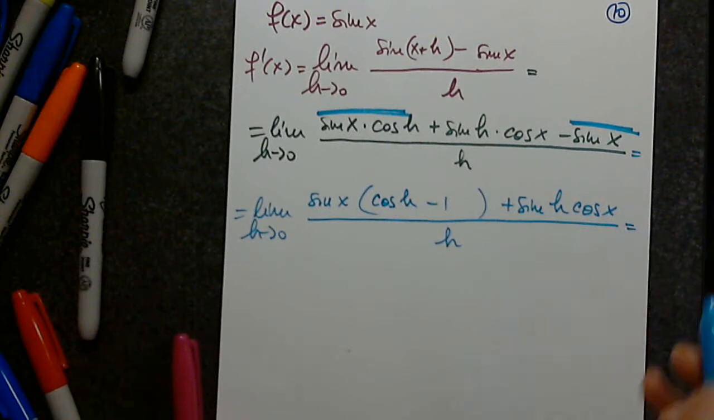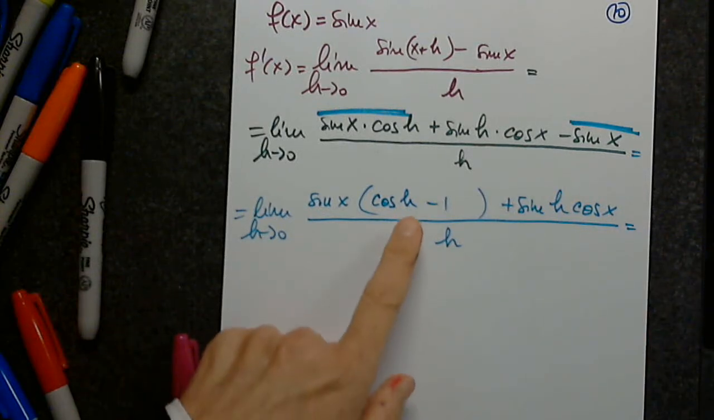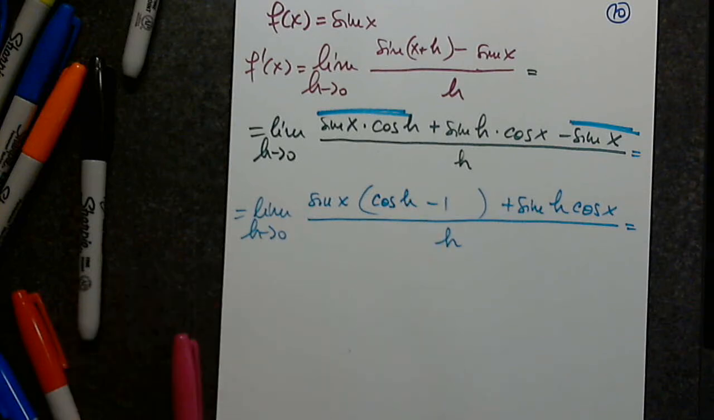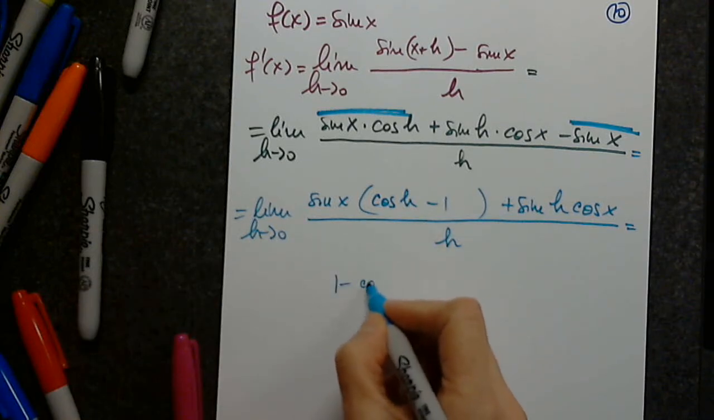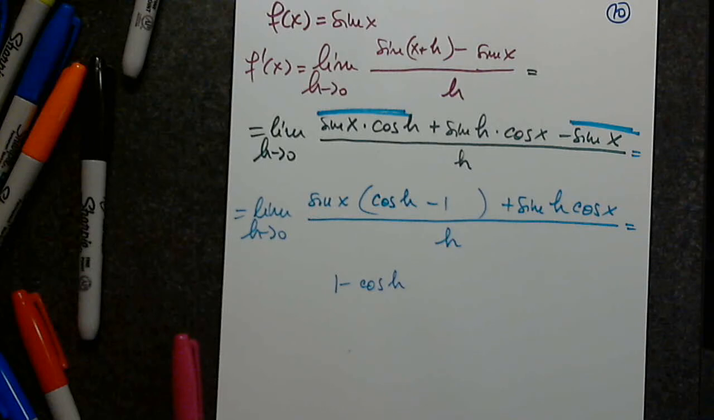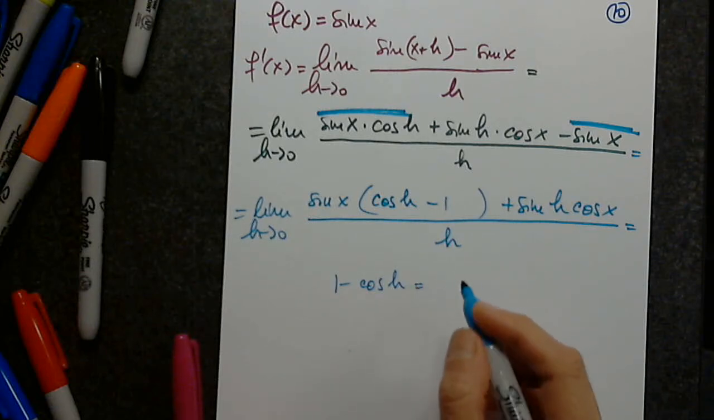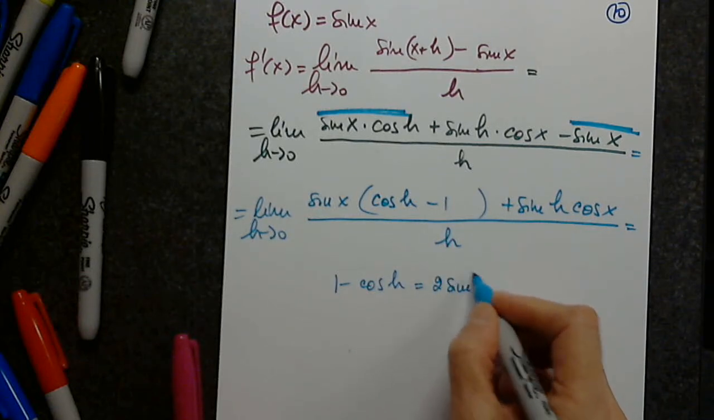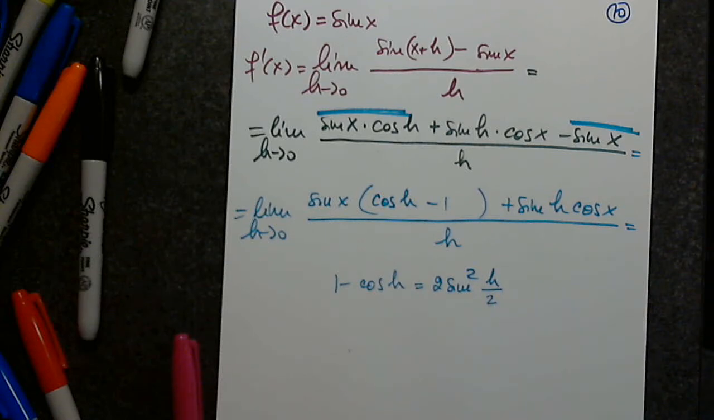Now is the time to use one more trig identity. But this is a little bit twisted. The identity I have in mind is 1 minus cosine h, which equals, if you remember, 2 sine squared h over 2.